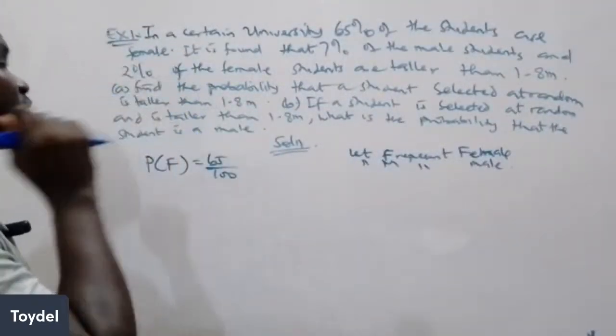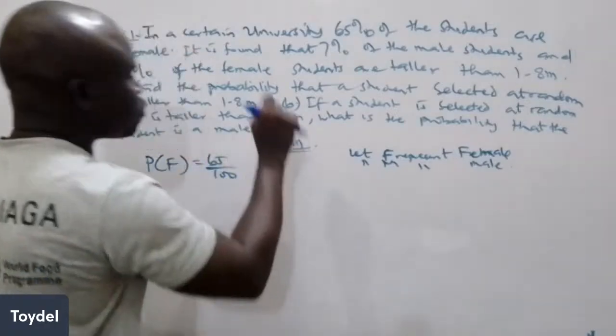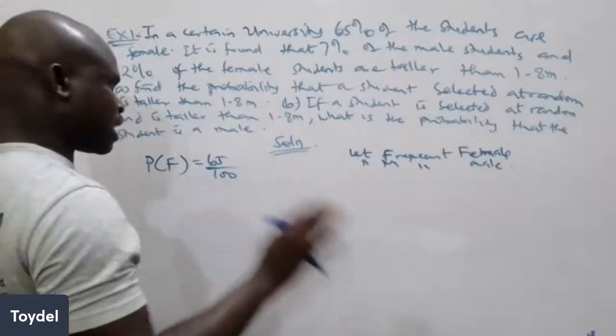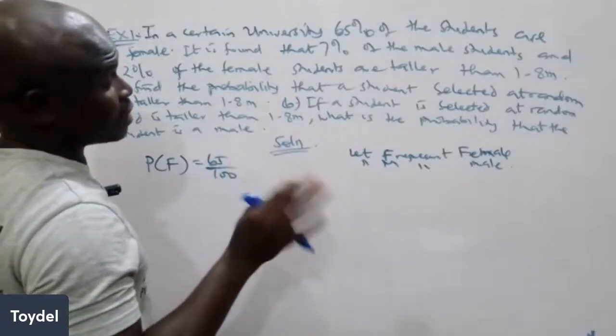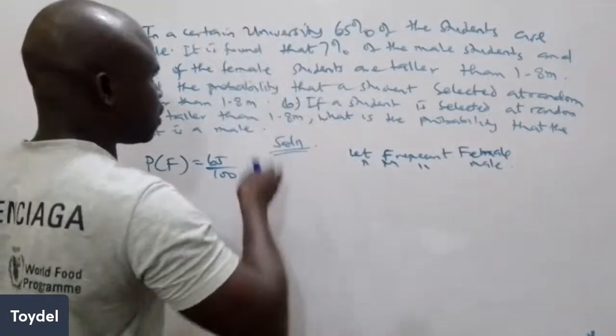As far as this question is concerned, our assumption is that in that certain school, we only have male and female. If you are not a male, you are female. We don't have cross gender. That was our assumption. We don't have any other gender. Either you are male or female.